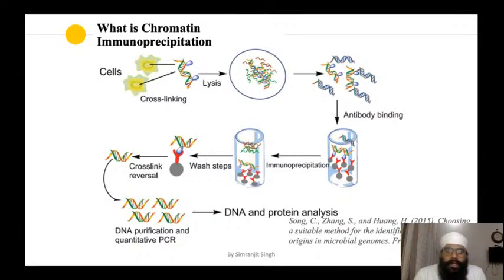In chromatin immunoprecipitation, you have cells, they are cross-linked and then lysed, and afterwards antibody binding is done. After the antibody binding, we immunoprecipitate them. After immunoprecipitation, all the proteins bound to the DNA, along with the antibody, come out. Then we do the cross-link reversal. Then DNA purification and quantitative PCR is done. So at the end, you have DNA and protein analysis.